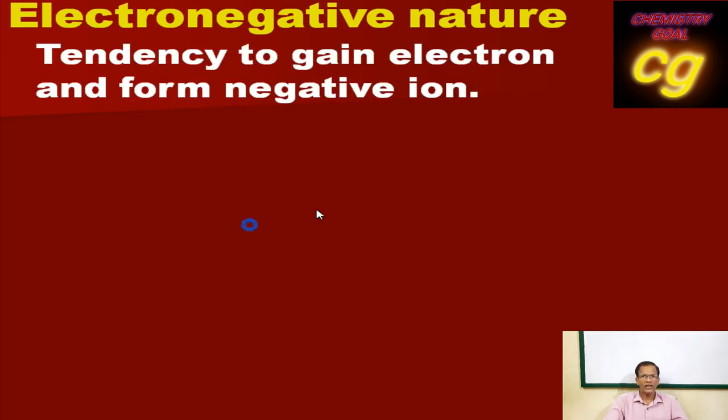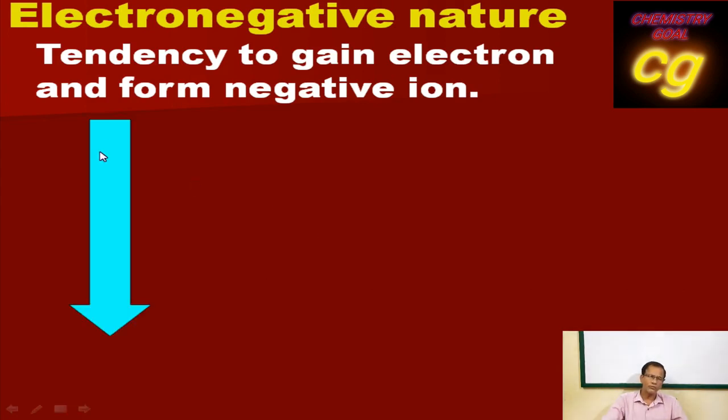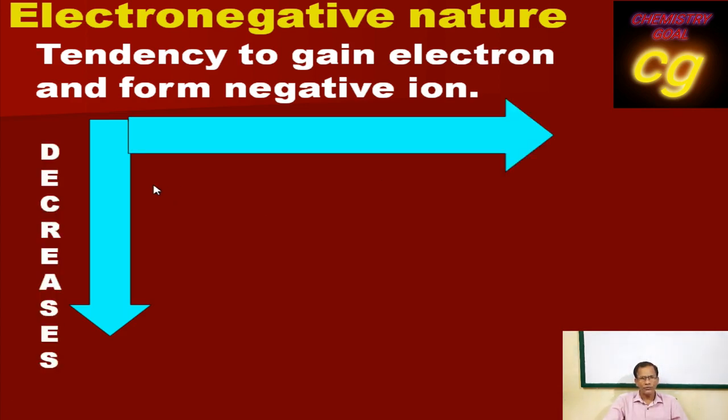Then similarly, electronegative nature, just the opposite: tendency to gain electron and to form negative ions. This is observed only in non-metals, because non-metals have a tendency to accept electrons. From top to bottom, size increases, non-metallic character decreases, so electronegativity decreases. But from left to right, non-metallic character increases, so electronegative nature increases.